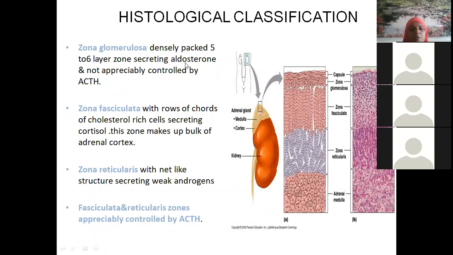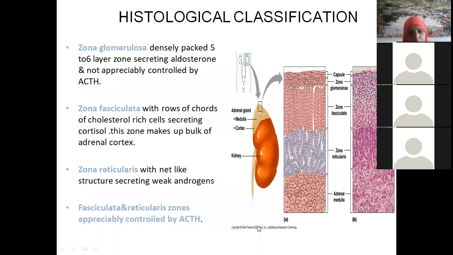Aldosterone is called the life-saving hormone. If this hormone is not there, the person will die because it is concerned with the regulation of water balance. Salt, sodium reabsorption and water balance. With the other hormones, even if they are deficient, we can survive. But without aldosterone, the person will die.